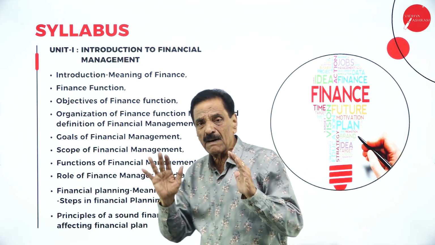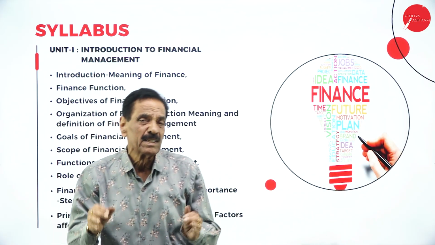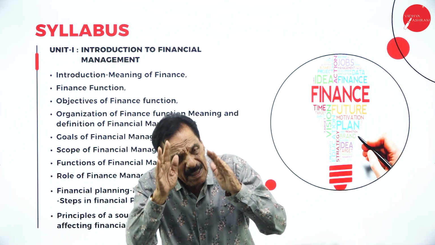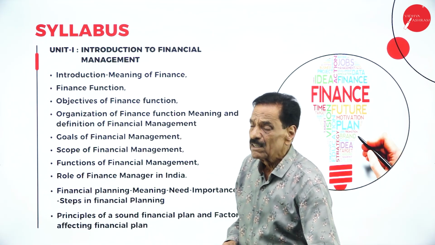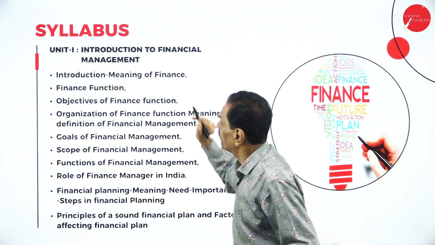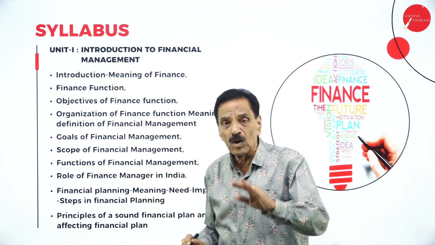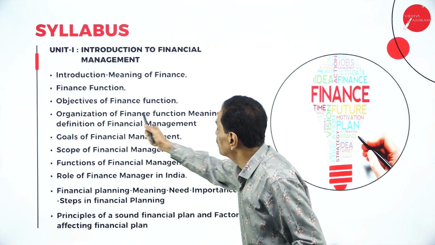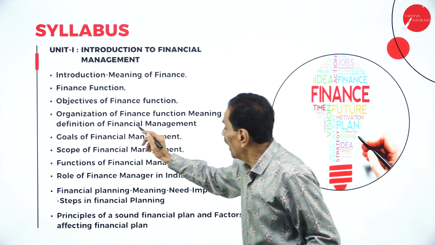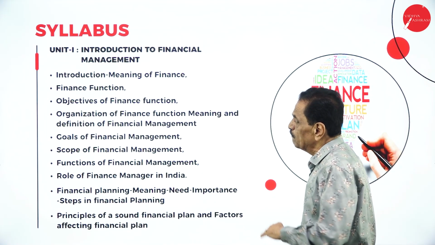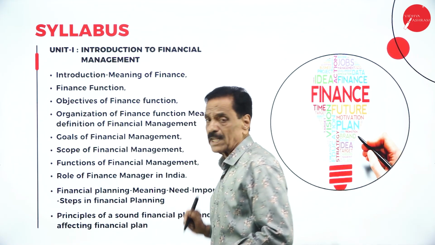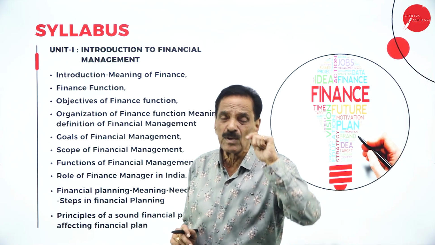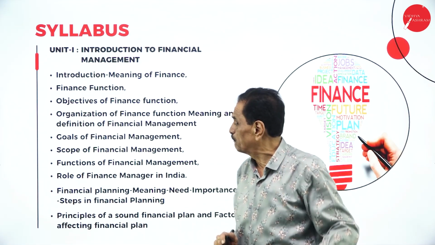Financial management plays an important role, especially where business is concerned. The most important thing is the finance that we are going to explain. Here we see the meaning of finance and the finance function. What do you mean by finance? What are the functions of finance? Objective of finance function, organization of finance function, meaning and definition of financial management. What do you mean by financial management? How does it play an important role in the development of that particular company?